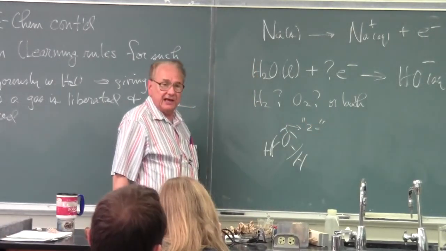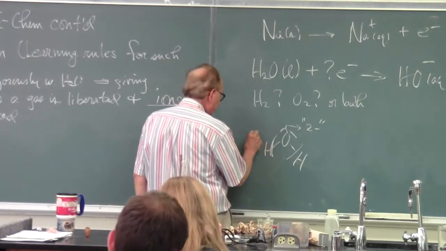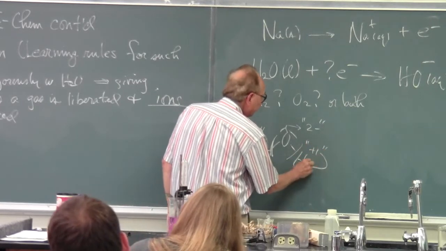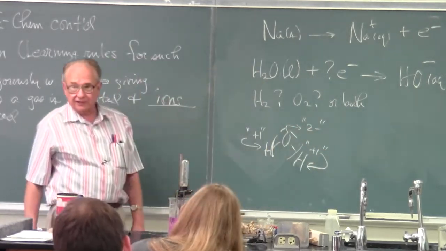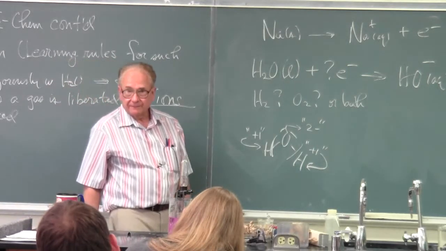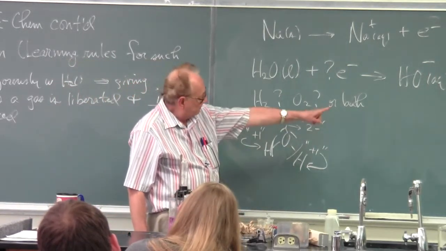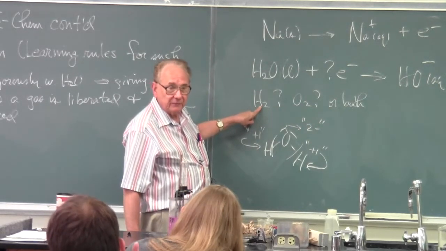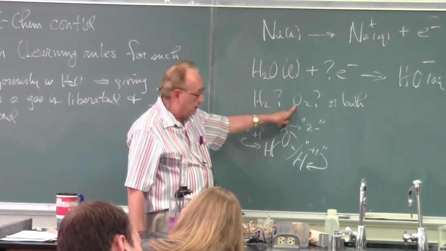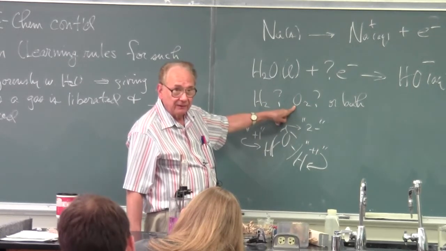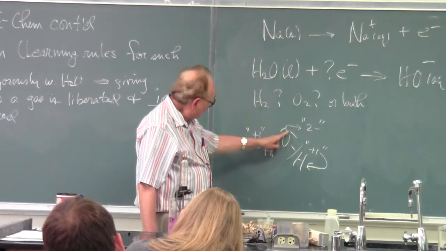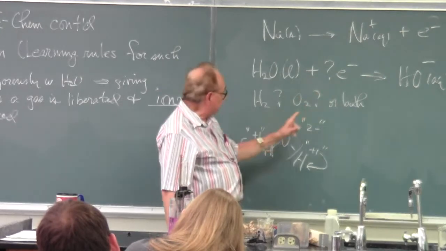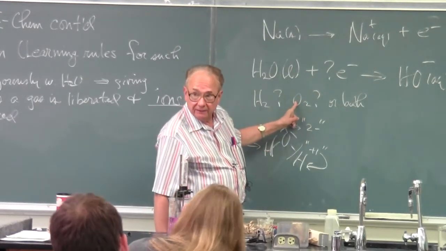Oxidation state for the oxygen atom component of water, -2. +1 for each hydrogen. I put quotes because these are not charges, they're oxidation states. Gas, hydrogen, element. Oxidation numbers are 0. Can I go from -2 oxygen by collecting electrons, which are minus, and become a 0 oxidation state oxygen? Hell no.